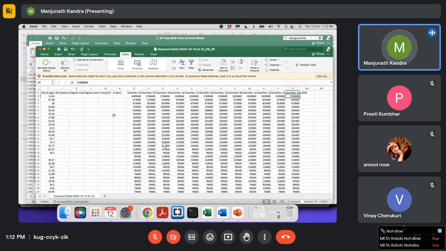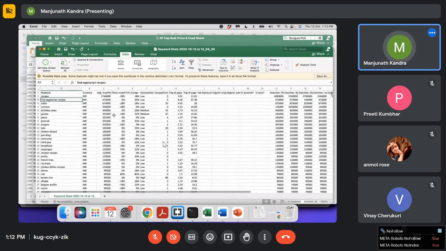Okay, so in the recent month, September, the number of searches for vegetarian recipes has gone to 8 lakh searches from 673,000 in last October. It is increasing. The number of searches on Google is increasing every month, every day. Find vegetarian recipes, cakes. So this is the average of 12 months. This is the average of 12 months. So cakes, 673,000. So this is the search volume.